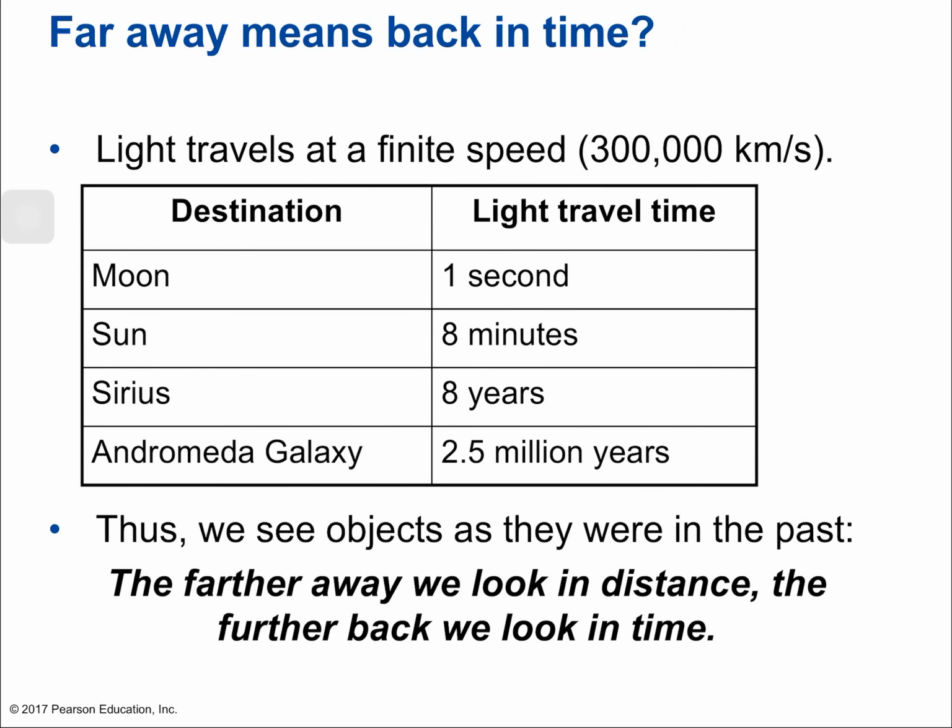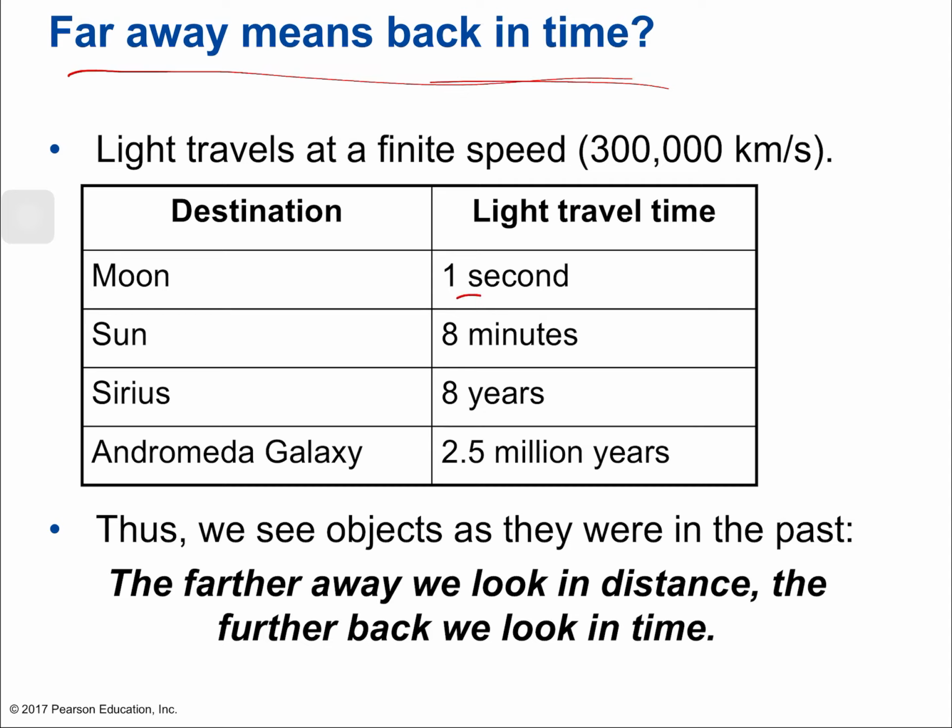So, when we look at objects that are far away, whether it's another galaxy or just a star that's far away within our own galaxy, we're looking back in time. Far away means back in time. This is an idea that I'll stress quite a bit throughout the semester, and you'll have some problems to practice understanding that idea. For example, when you look at the moon, you're actually seeing the moon 1 second before, because it takes 1 second for light to travel from the moon to us.